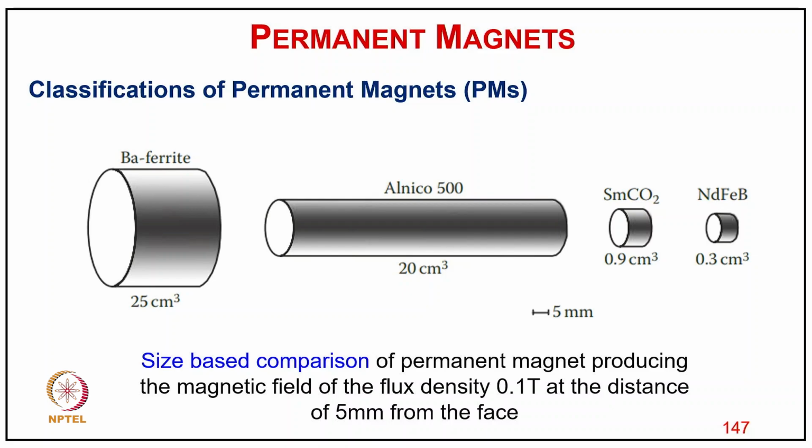Here is the classification of permanent material, a size comparison for permanent material producing a flux density of 0.1 Tesla at a distance of 5 millimeters from the face. You can see the sizes for ferrite, then alnico, samarium cobalt, and neodymium iron boron. You require an area of 25 centimeter cube for ferrite, while you require only 0.3 centimeter cube for the same flux density. So it's almost less than 1/100th of the volume compared to ferrite.